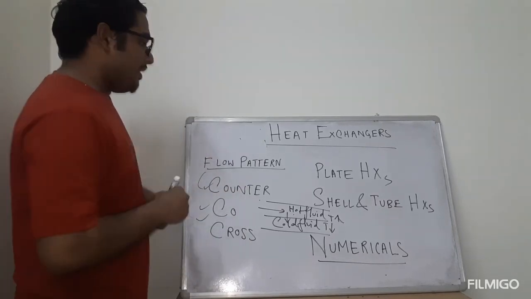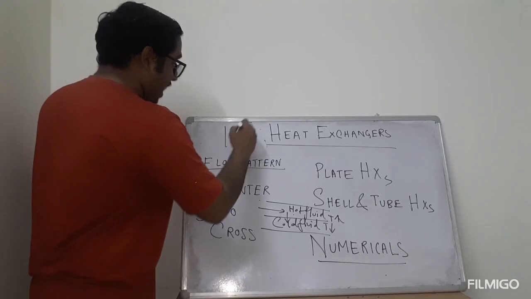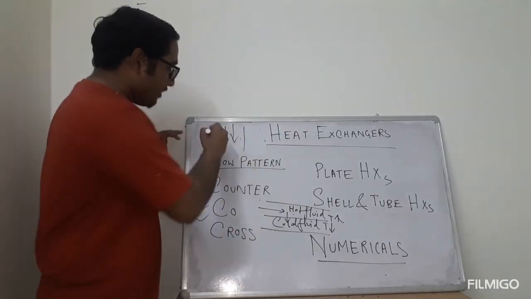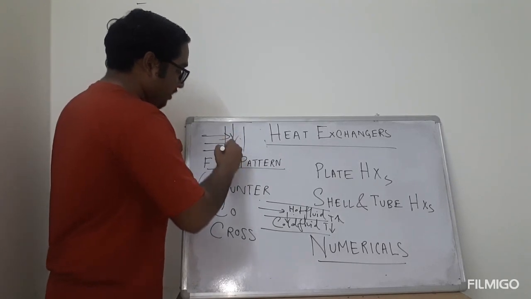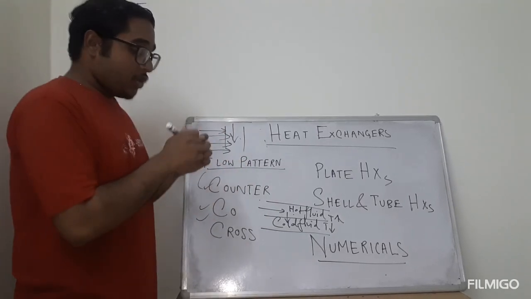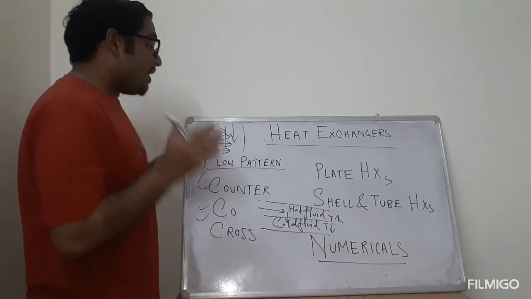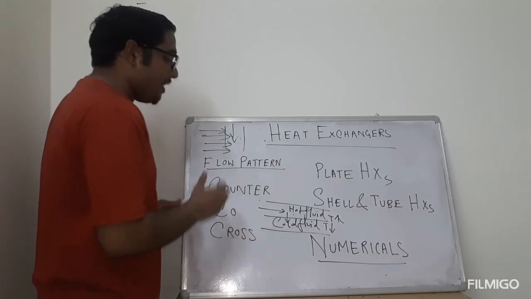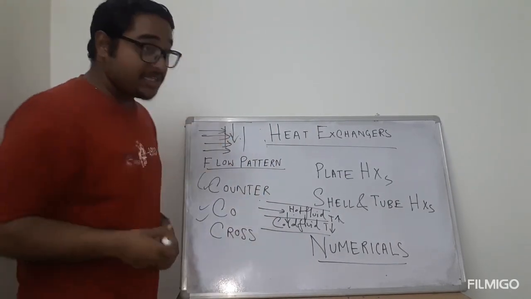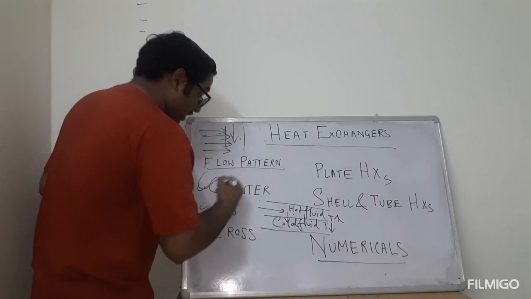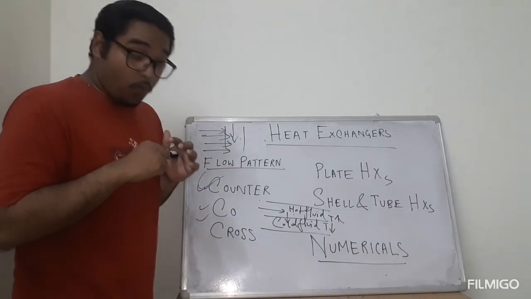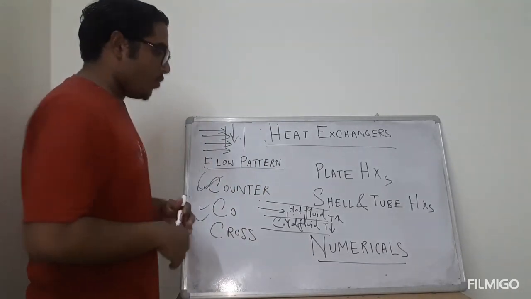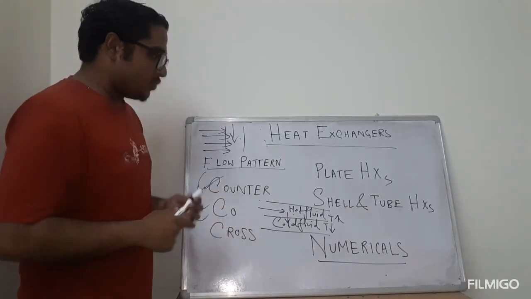Another is the cross-current heat exchanger. A cross-current heat exchanger is neither parallel nor anti-parallel. This is the hot fluid coming down and this is the cold fluid that is bunched in the system. So this kind of system is a cross-current heat exchanger. But cross-current heat exchangers are not that dominantly visible in the industry. What is dominantly visible is counter-current and co-current heat exchangers. And the most common type is the counter-current heat exchanger. So if they ask you what is the most common type of heat exchanger, it is the counter-current heat exchanger. And why is it the most common? We are going to come to that as well.